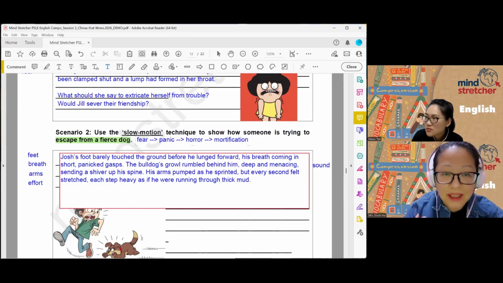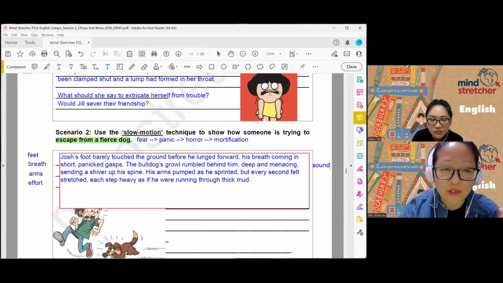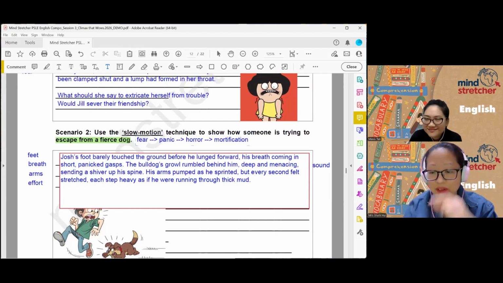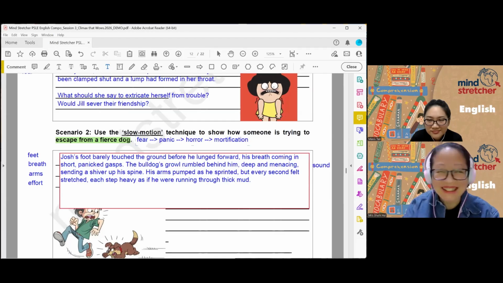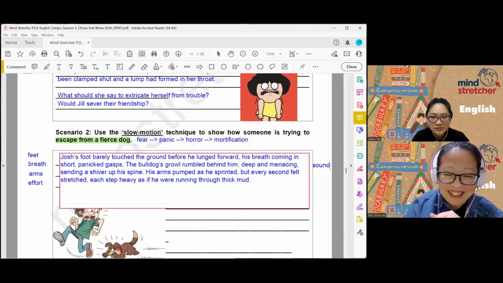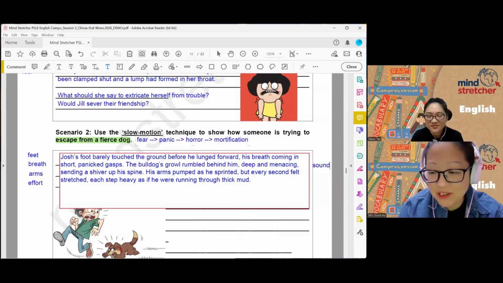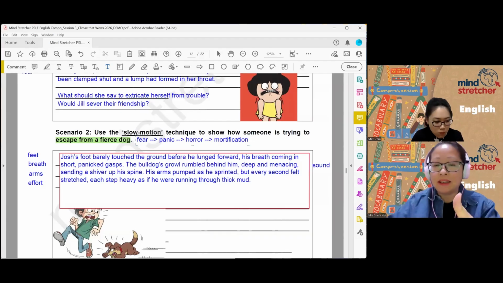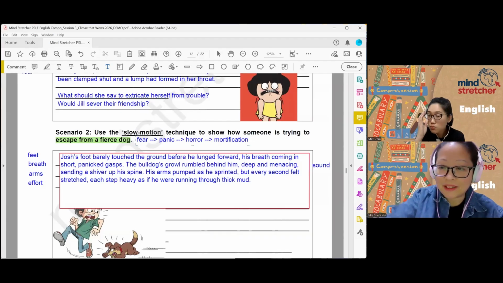His arms pumped as he sprinted, but every second felt stretched, each step heavy as if he were running through thick mud. Now, why do you think the teacher wrote this? Heavy as if running through thick mud. Have all of you tried running in a pool? Instead of treading water, have you tried running through water? Can you run as fast? There's resistance, isn't it? So imagine you're trying to run through mud. It's almost as if your leg is being pulled down before you can lift up to move forward.